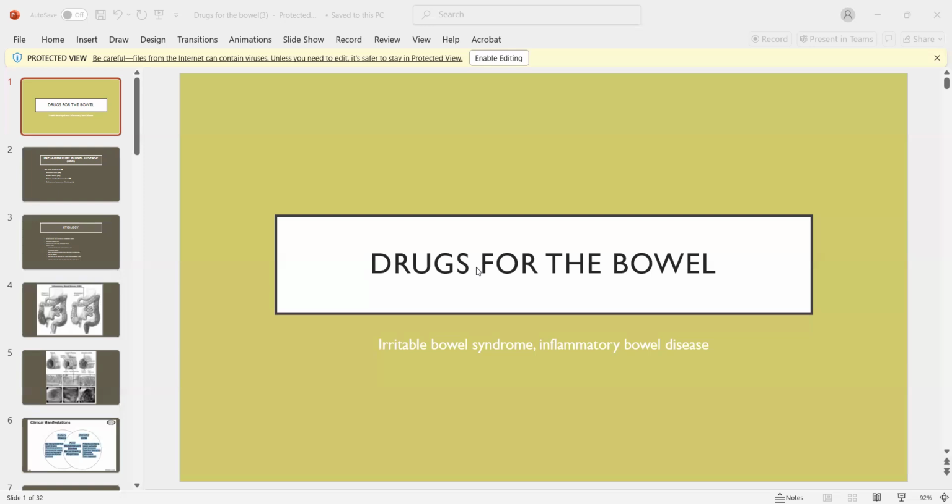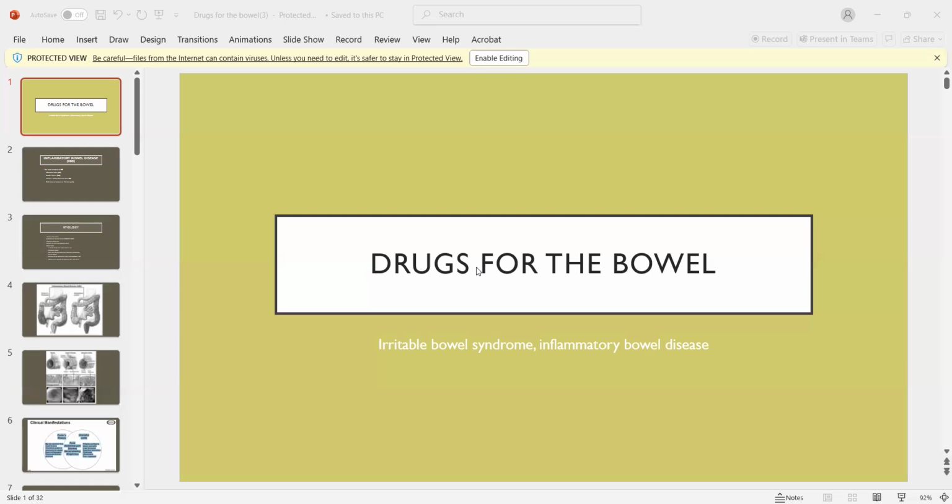So loperamide combined with diphenoxylate and atropine, that's called Lomotil. That particular drug will decrease the number of bowel movements, as will antispasmodics that are typically used for irritable bowel syndrome. But use them with caution. And that leads us now to a discussion of irritable bowel syndrome.